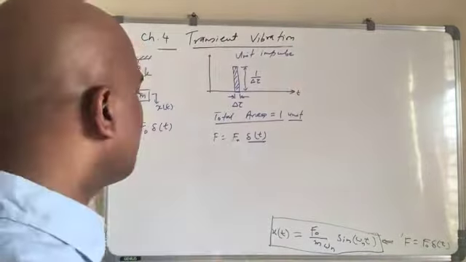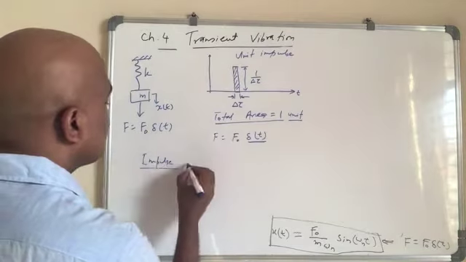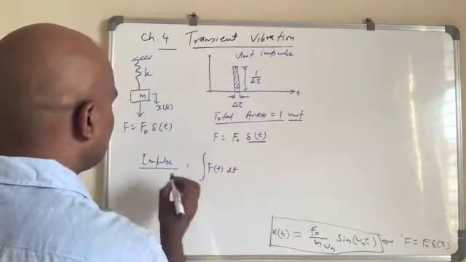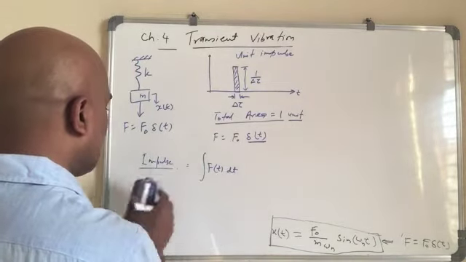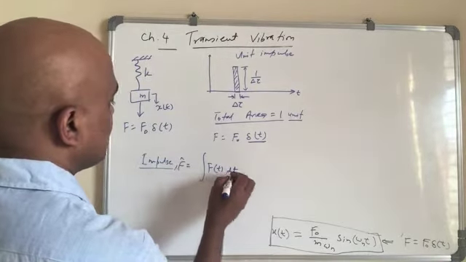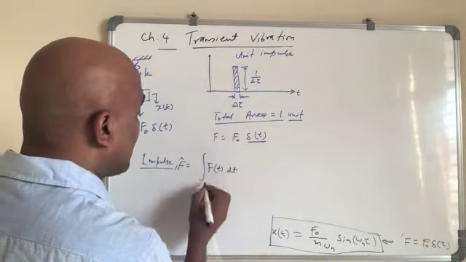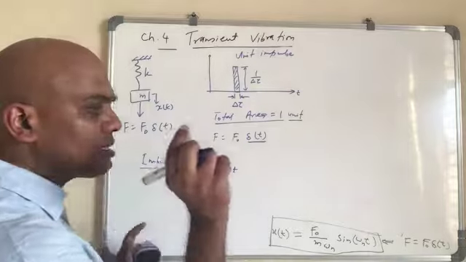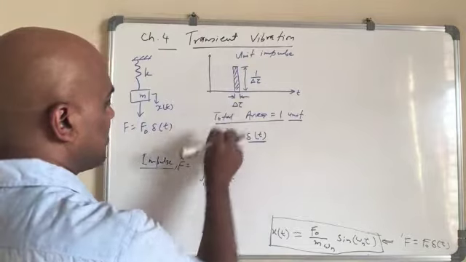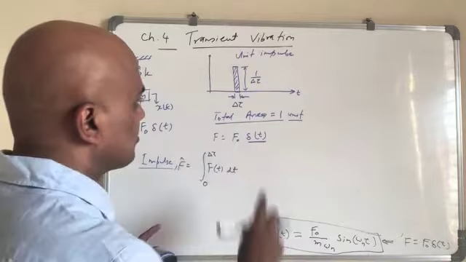Let us say we have an impulse. Impulse is defined as the integral of F(t) dt, right? We can say F hat as the integral of F(t), where this will be applied for a very small time, from 0 to delta tau. Being applied for very small time, for example, this one.